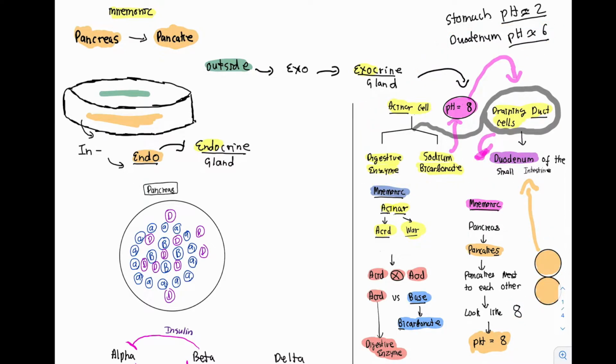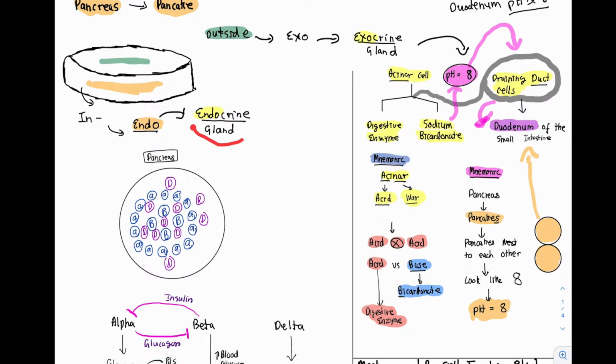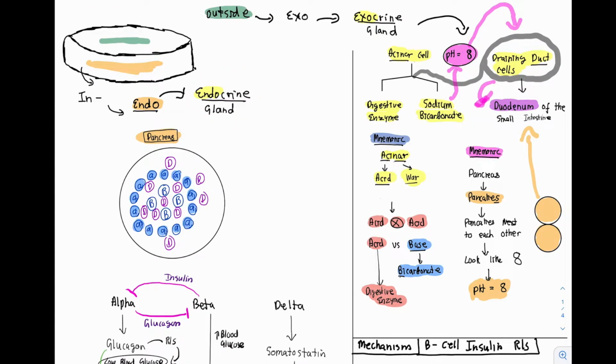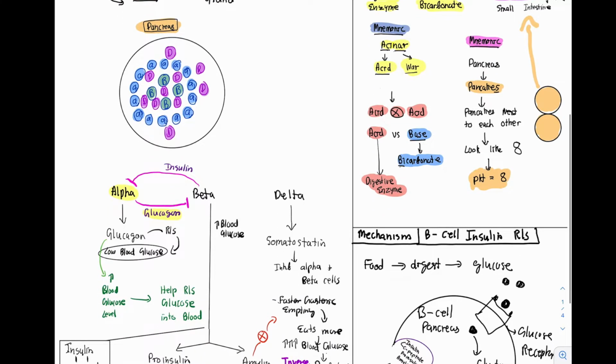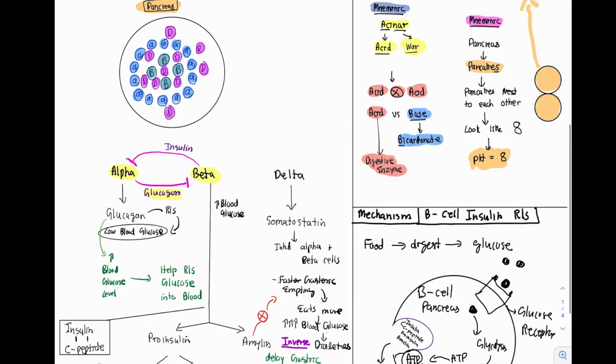Now, let's talk about the endocrine gland. The endocrine gland is the one that is inside the pancreas, and it has three important cells: alpha, beta, and delta cell. The alpha cell is going to secrete glucagon, and the beta cell is going to secrete insulin, and they inhibit each other. For instance, when the beta cell secretes insulin, it's going to inhibit the alpha cell from secreting glucagon. Likewise, when the alpha cell secretes glucagon, it's going to inhibit the beta cell from secreting insulin.